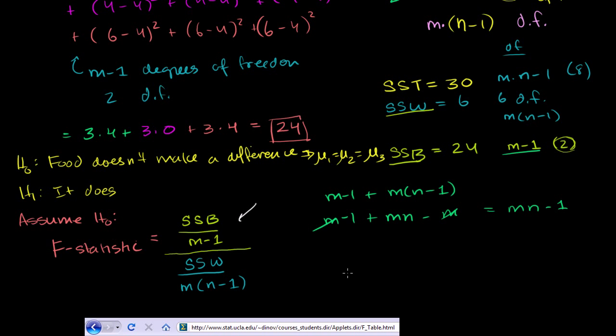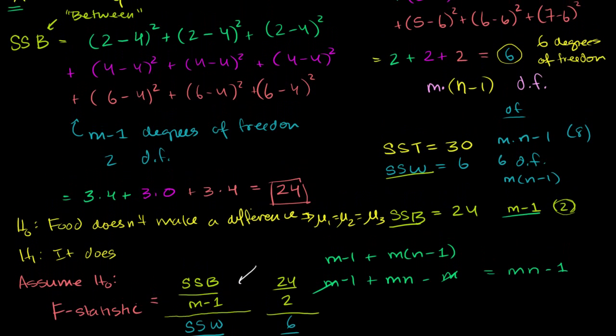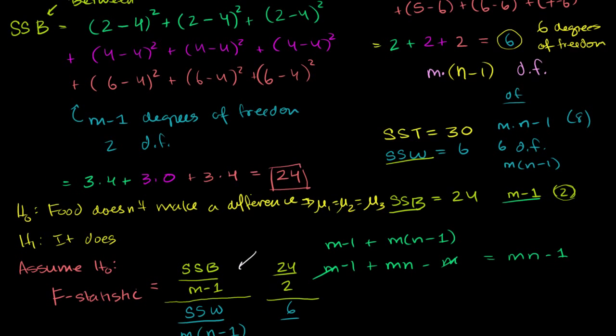So let's just actually calculate it for this. In this case, our sum of squares between, we calculated over here, was 24, and we had 2 degrees of freedom. And our sum of squares within was 6, and we had how many degrees of freedom? Our degrees of freedom there were also 6 degrees of freedom right over there. So this is going to be 24 divided by 2, which is 12, divided by 1.